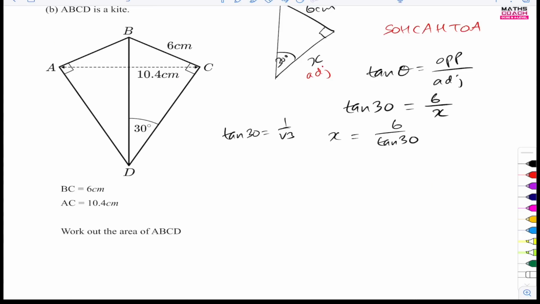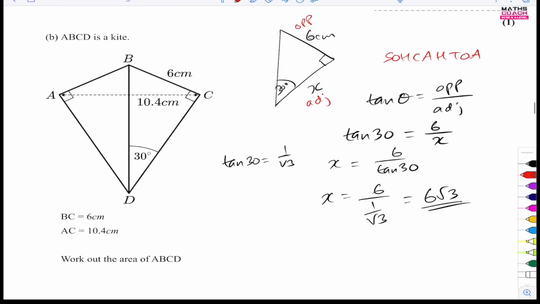So we can replace in here 1 over root 3. So that will be x is equal to 6 over 1 over root 3. And this simplifies to, all that happens is this goes all the way to the top and multiplies. So it's going to be 6 root 3 over 1. We don't need to write that. So x is equal to 6 root 3.